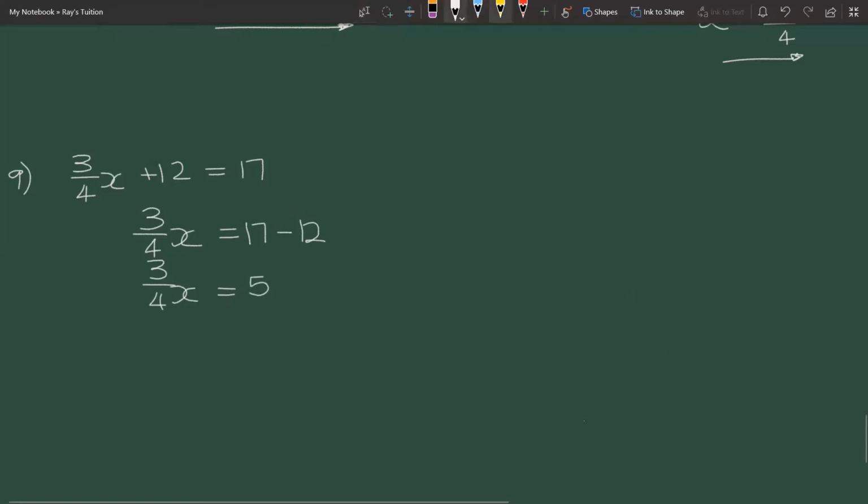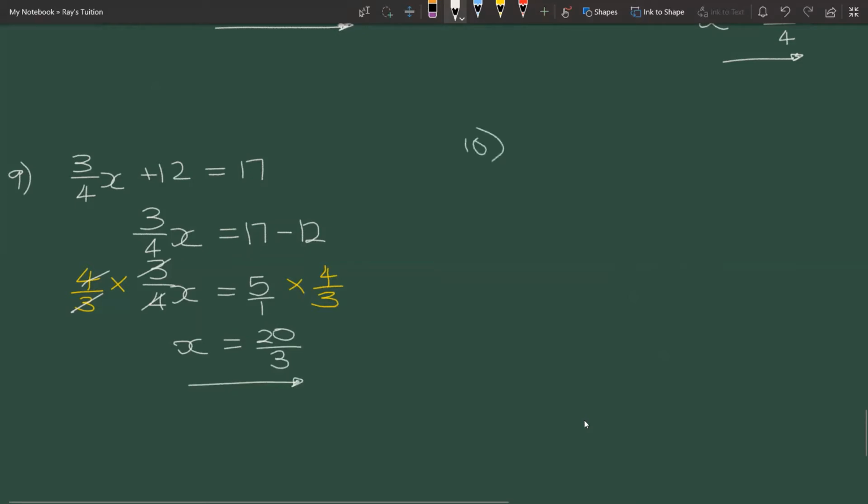And then we would like to get rid of the coefficient. So we're going to multiply it by the fraction swapped around. So it's 4 over 3. So what we do to the one side, we do to the other side. And then the 3's will cancel out, the 4's will cancel out, and we get x by itself. And we can put it over 1 if you want to help with the multiplication. So it's 5 times 4 in the numerator over 1 times 3 in the denominator.